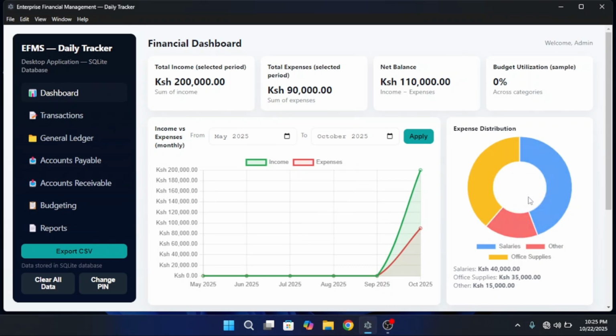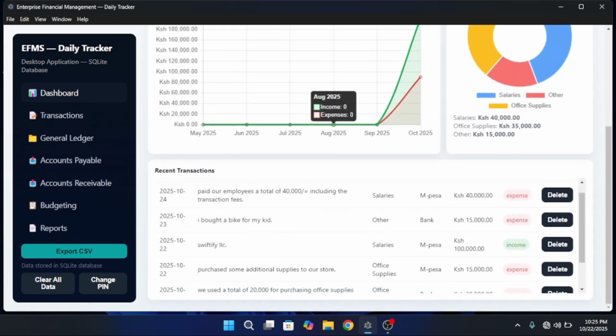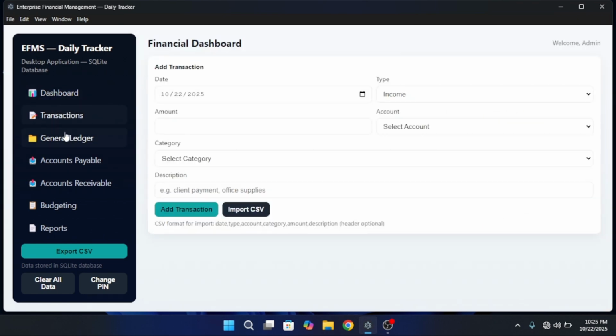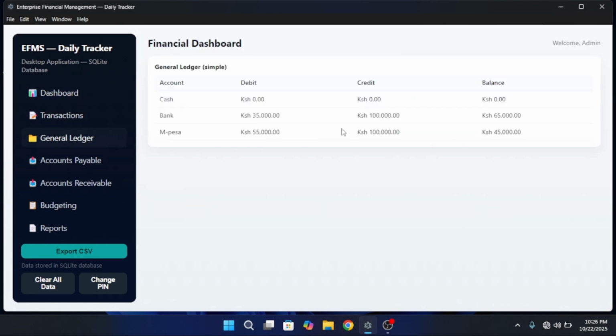This is the expense distribution. This is the income versus expense monthly from this selected period. So over here is the amount of money that we received, and this is the amount of money that we added currently. We added just right now, which is 100,000, and we are going to see the general ledger, and we have in our M-Pesa balance 45,000, in our bank we have 65,000, and cash we have zero cash, which sums it up to the net balance that we had.